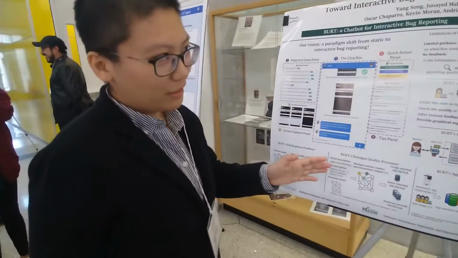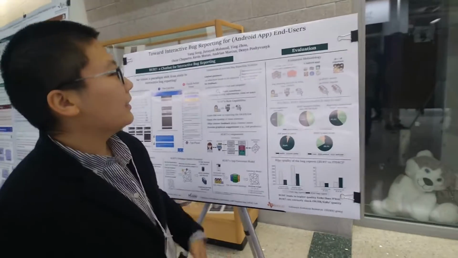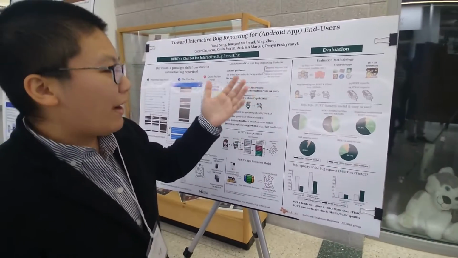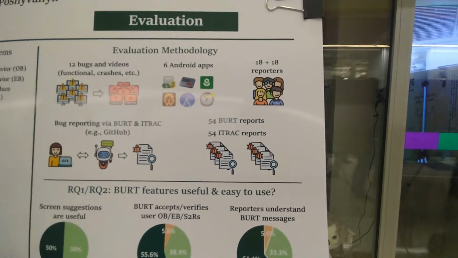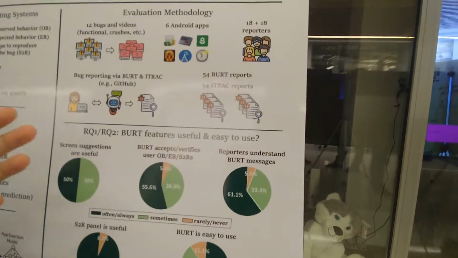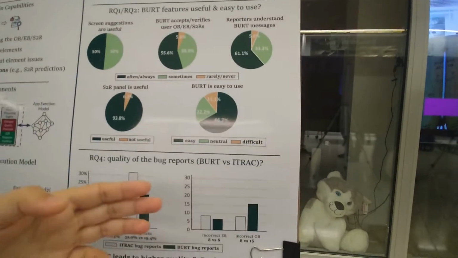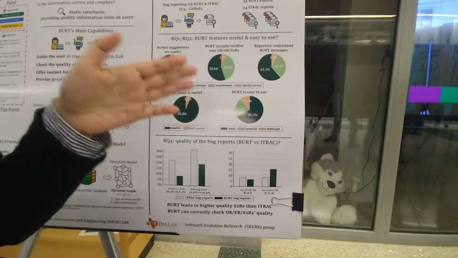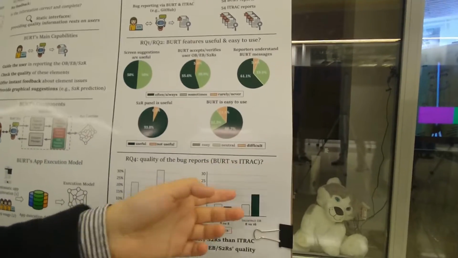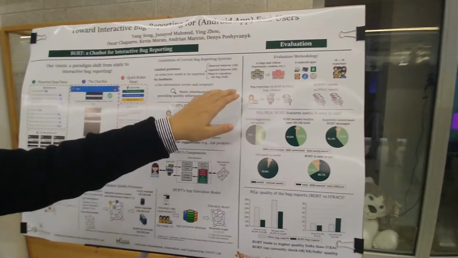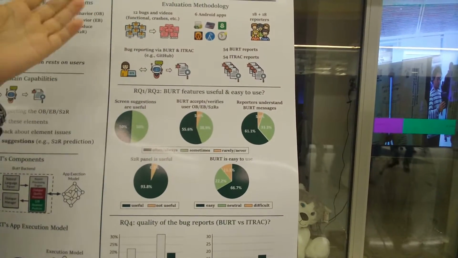So that is essentially BURT, and we evaluated BURT by implementing a user study. To evaluate BURT, we formulated different research questions, like how useful the BURT features are, how easy they are to use, and also the quality of the bug reports compared with one regular issue tracker, which is a web form like the GitHub issue tracker, and we call it iTracker. So for the study, we collected 12 bugs of different kinds, like functional bugs, crashes, and graphical ones.